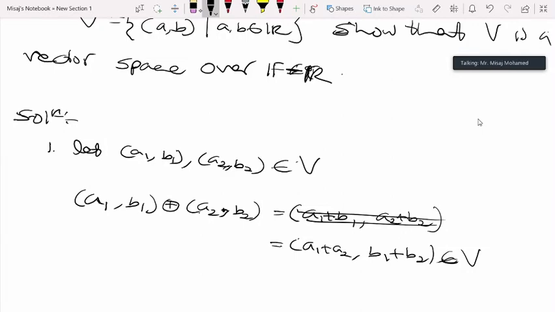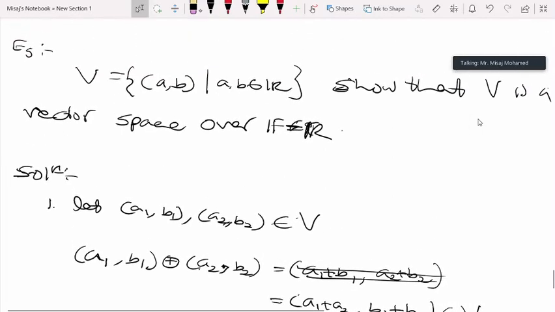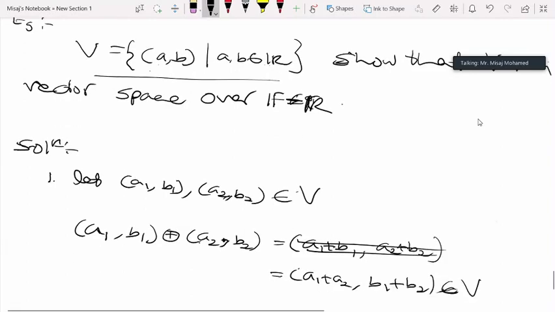Why should the reason be there? What is the reason? Because A and B are related: A1 plus A2 is a real number and B1 plus B2 is also a real number. In the set, the condition is the set of (A, B) such that the first component is from the real numbers as well as the second component. Right?